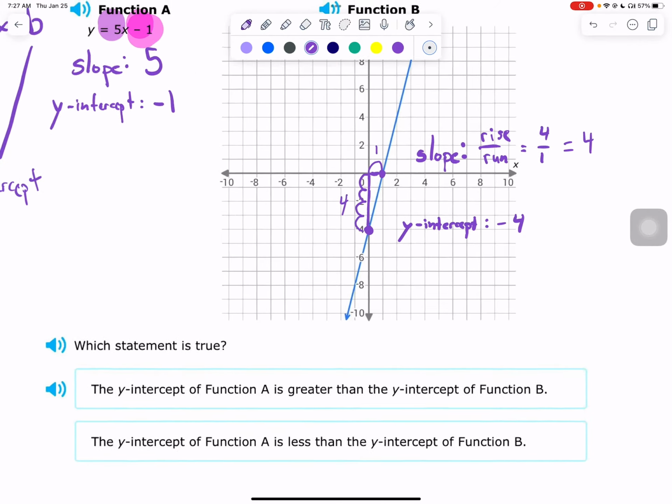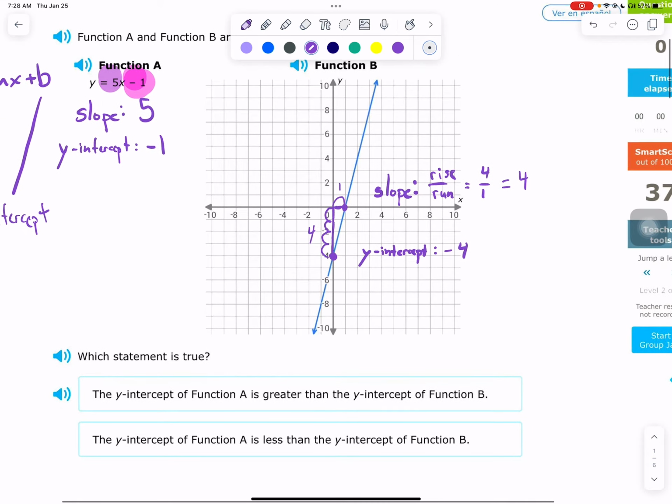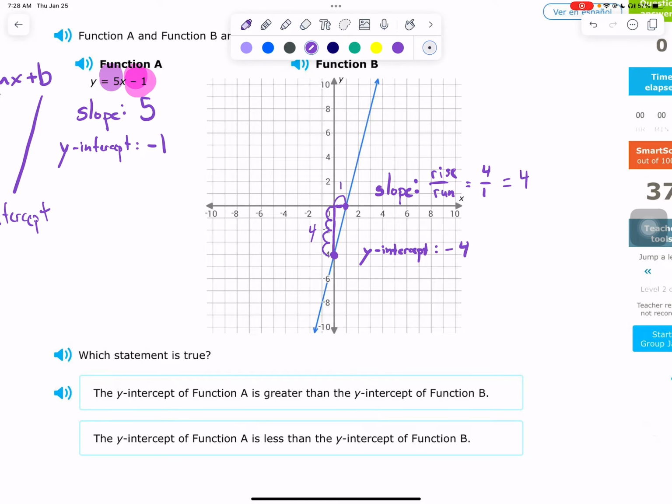Now our question asks us, which statement is true? The y-intercept of function A is greater than the y-intercept of function B. The y-intercept of function A is less than the y-intercept of function B. Now we have -1. Function A has a y-intercept of -1, and function B has a y-intercept of -4.